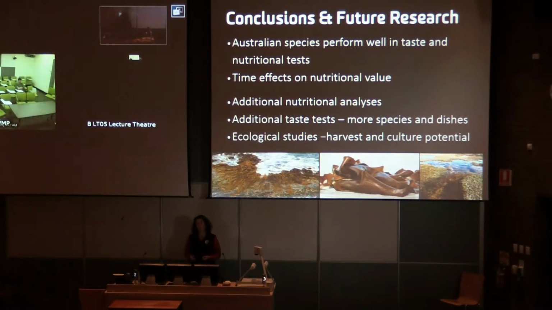I haven't spoken to you today about the differences in time that we found, but we did find temporal differences in nutritional values. So when you harvest the species is likely to be important for the nutritional value, and also potentially for the taste associated with those species. So there's still a lot of work to be done looking at the best time to harvest our Australian species to optimise both taste and that nutritional punch. There's a lot of work yet to be done.